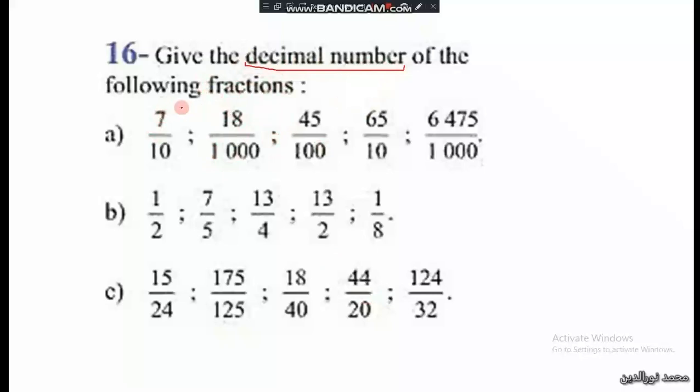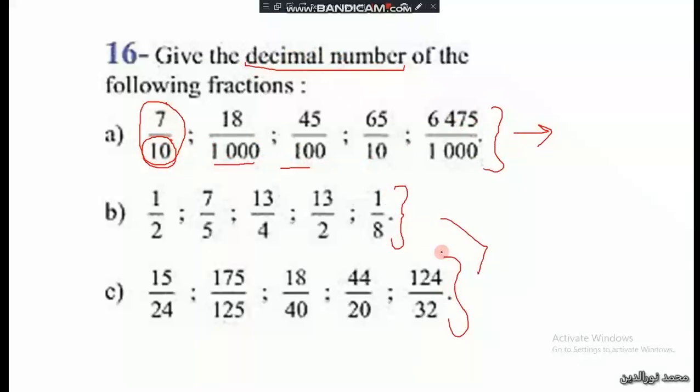First of all, the fraction should be a decimal fraction. That means the denominator of this fraction is 10 or a power of 10. So in the first part, it could be directly turned into a decimal number. In part B and part C, we first have to find the decimal fractions that are equivalent to these fractions, then turn them into decimal numbers.